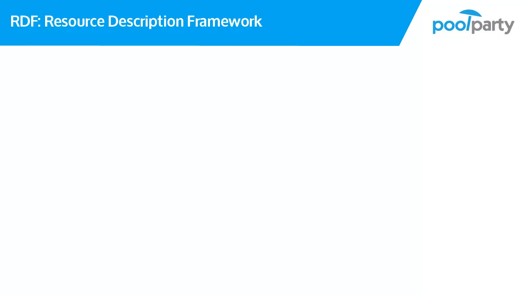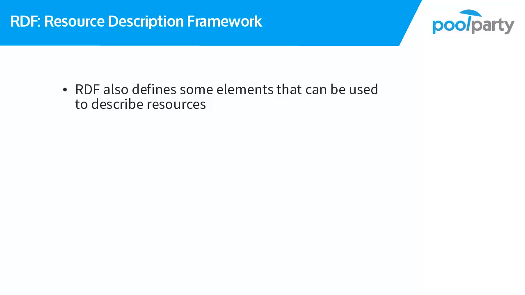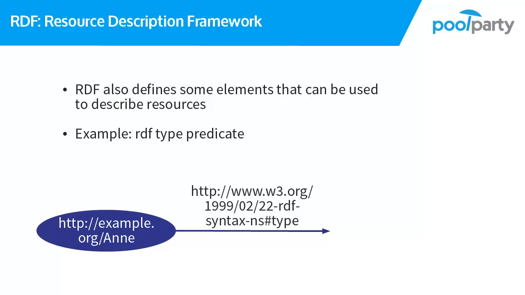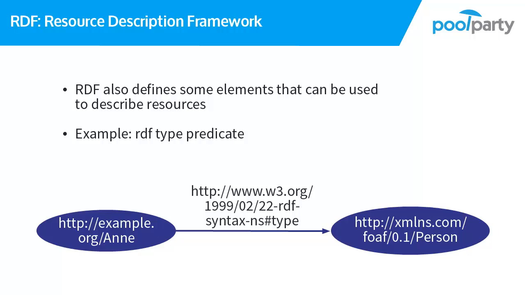Besides the triple data structure and the requirement for unique resource identifiers, the RDF standard also defines some elements that can be used in your data. As an example, the RDF standard also defines a type predicate. The RDF type is one of the elements that you will find in almost every RDF file, because it is often very useful to assign a type to a resource. If we go back to our example, we could say that Anne has the RDF type person. This statement says that Anne is a person.